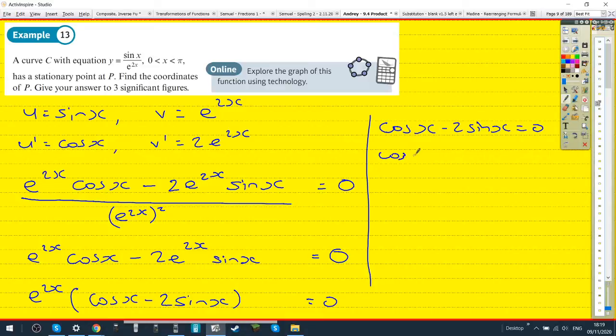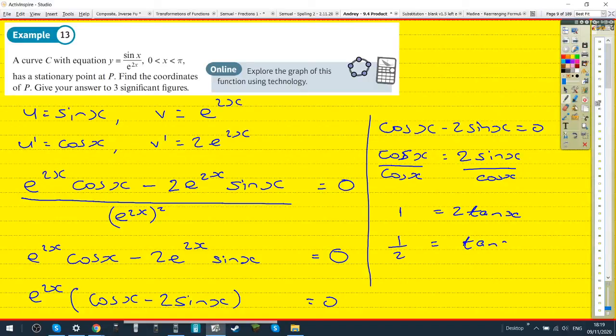And do I then just divide both sides by cos x? Yep. And so that'll become just 1 equals 2 tan x. And so a half equals tan x, sorry. And so do I now do arctan of a half? Yep.